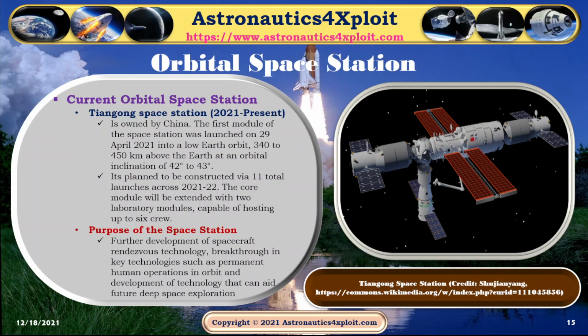Another current orbital space station is Tiangong Space Station, between 2021 up to present. It is owned by China, and the first module of the space station was launched on 29 April 2021 into a low Earth orbit, 340 to 450 kilometers above the Earth at an orbital inclination of 42 degrees to 43 degrees. It's planned to be constructed through 11 launches across 2021 and 2022. The core module will be extended with 2 laboratory modules, which is capable of hosting up to 6 crew. The purpose of the space station is for the development of spacecraft and transport technology, breakthrough in key technologies, for example, permanent human operations in orbit. This picture shows Tiangong Space Station.